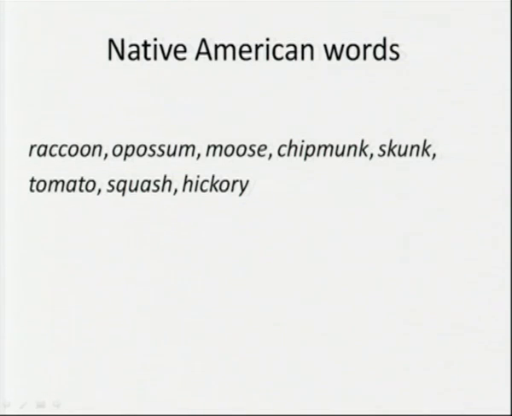Now, you may think that these words are originally English words, but we find that these are Native American words which were taken up by the colonizing population, and these words have become part and parcel of the English language and the dictionary. And these are animals like raccoon, opossum, moose, chipmunk, skunk, then the word tomato, for instance, squash, and the word hickory.